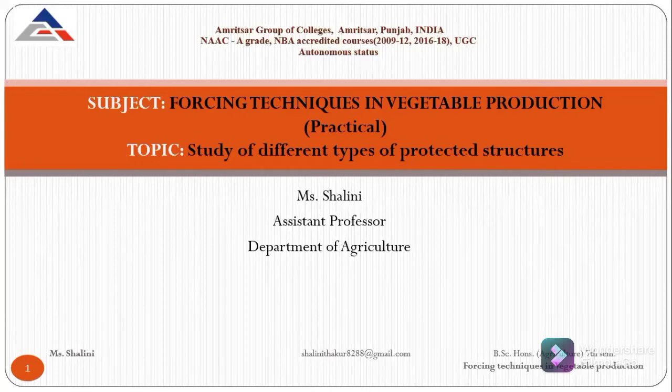Good morning, students. This is your practical class of forcing technique in vegetable production, and we have to study the different types of protected structures we are using for protected cultivation. As you all know, protected cultivation is a method in which we are growing off-season crops so that we can eat them and get their nutrition in the season when they are not grown. So this is about protected cultivation.